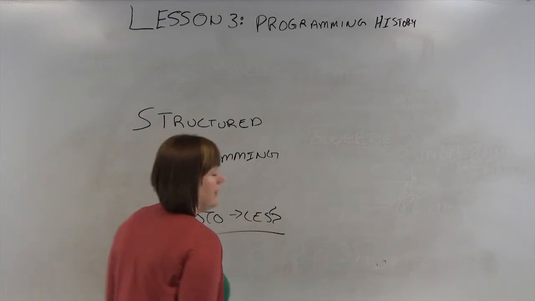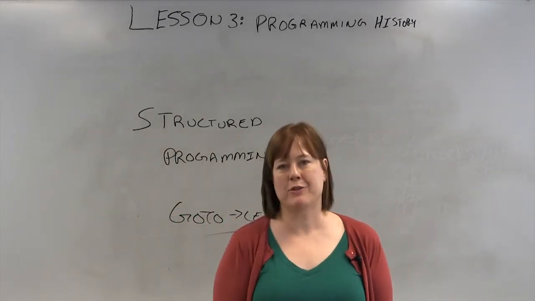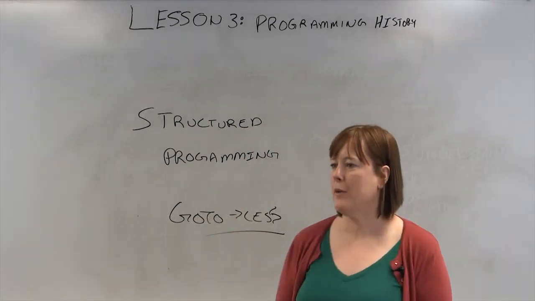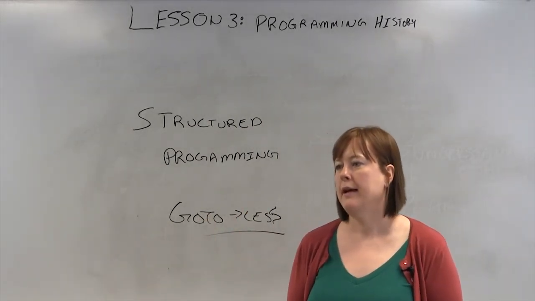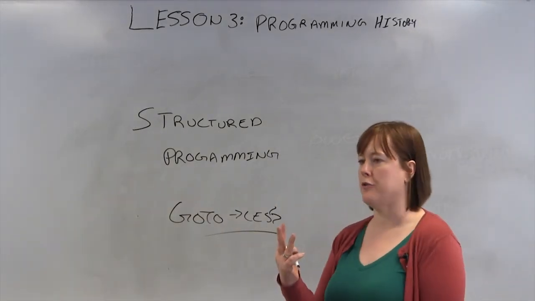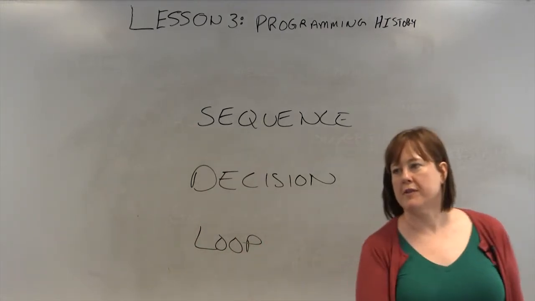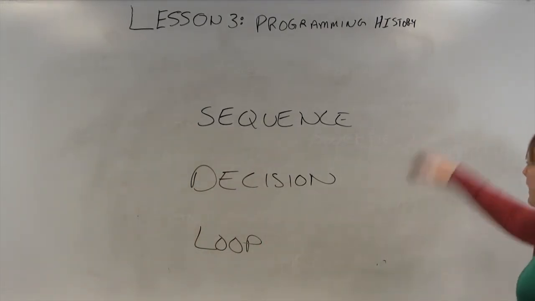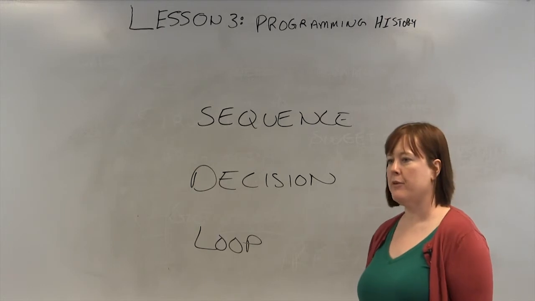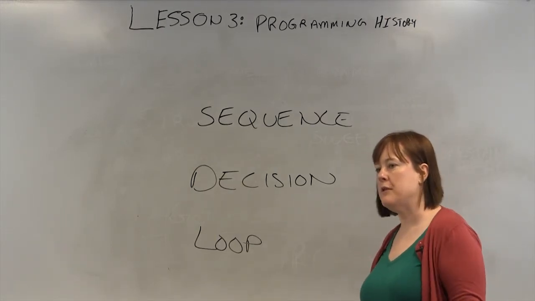And as programming evolved, people studied it. How do we do it better? How do we make it more effective? What's the best way to write a program? What a lot of study and practice evolved is that there are three structures used in programs. And those three structures are a sequence, a decision, and a loop. Anything you program can be written with some combination of those three structures. Those are all the structures you need to program.